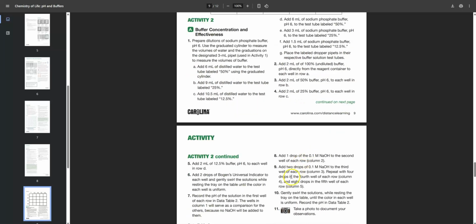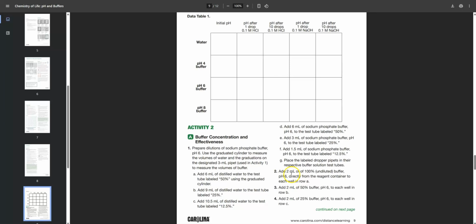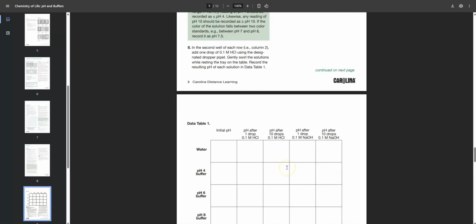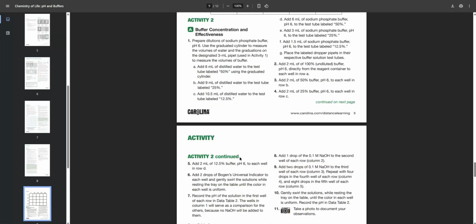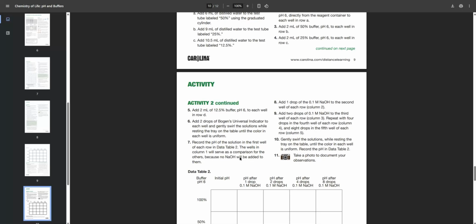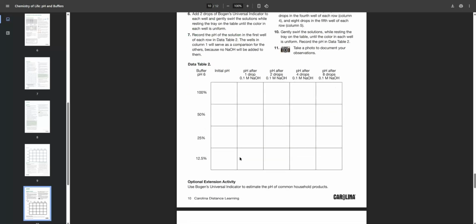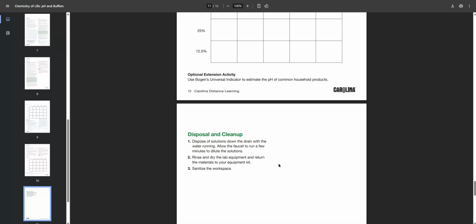the buffers. I know at the beginning it said you can do activity 2 on a different day. Honestly, I wouldn't. I would just go ahead and do activity 1 and activity 2 on the same day. It makes things a lot easier, and it shouldn't take that long. This entire lab should take about 30 minutes to complete.